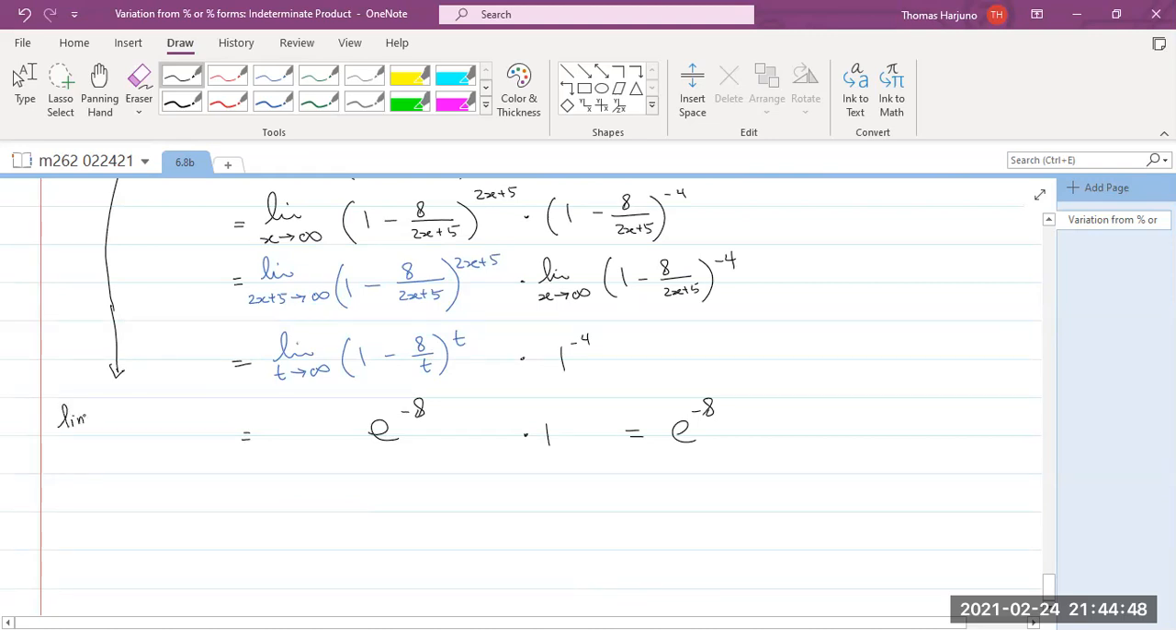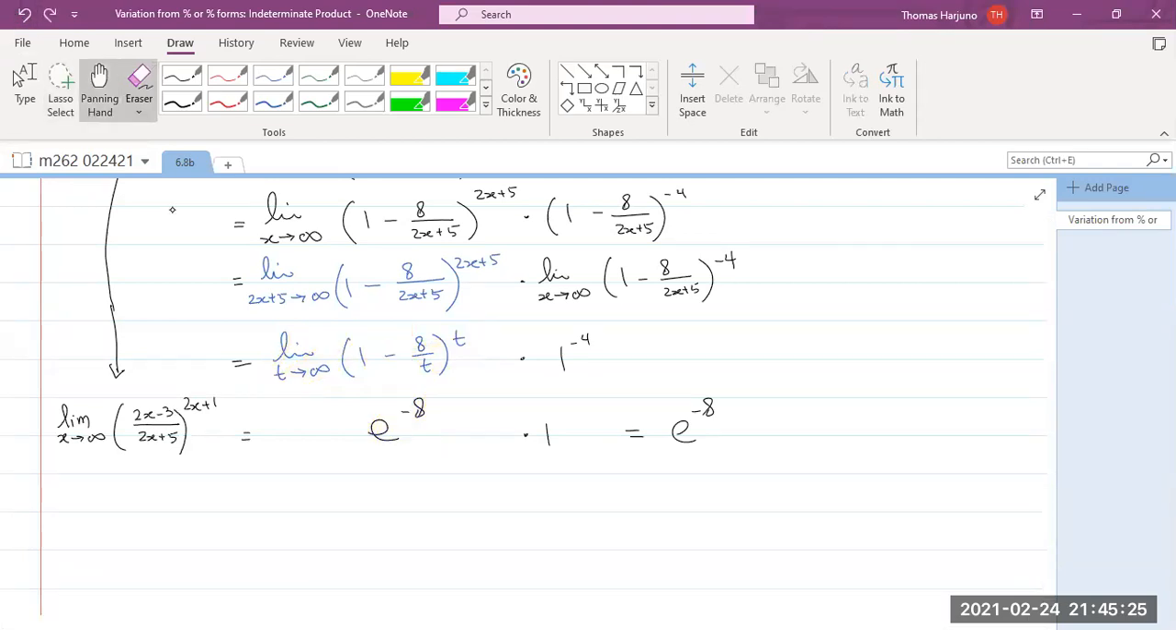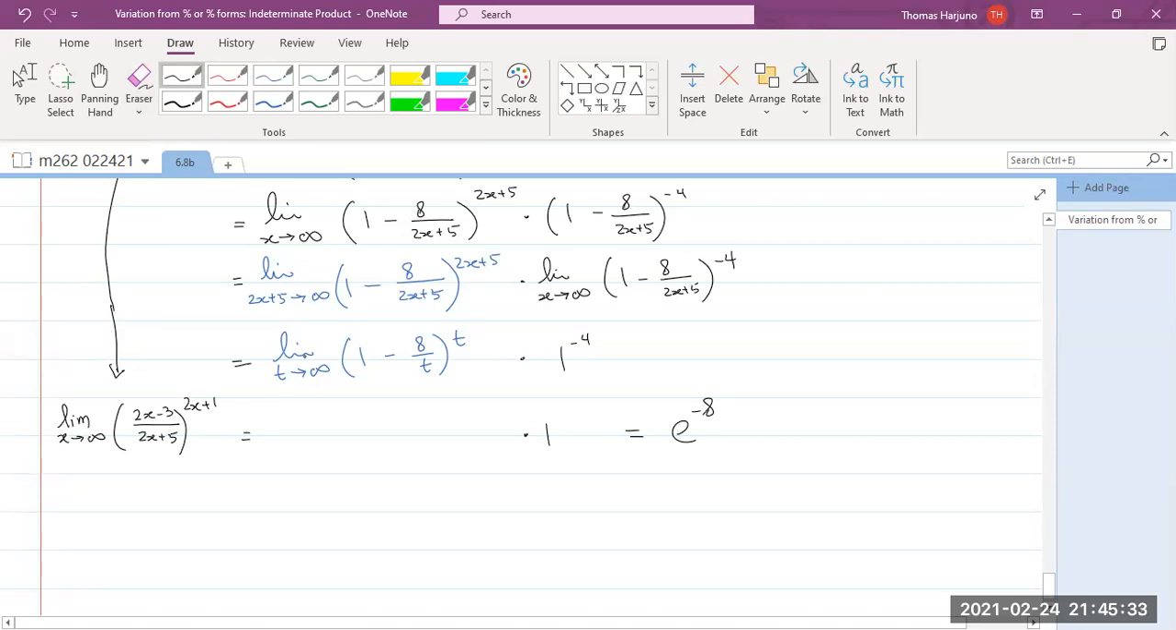Okay, so limit x goes to infinity of 2x minus 3 over 2x plus 5 to the power of 2x plus 1. Now, you may argue that, Thomas, I don't see why this is equal to this. Fine. If you don't see that, let's do it a bit longer. Isn't that from what you gave us earlier, the one that's 1 minus 1 over t? The one I gave you was actually limit u goes to infinity of 1 plus 1 over u to the u. This is the one that equals e.